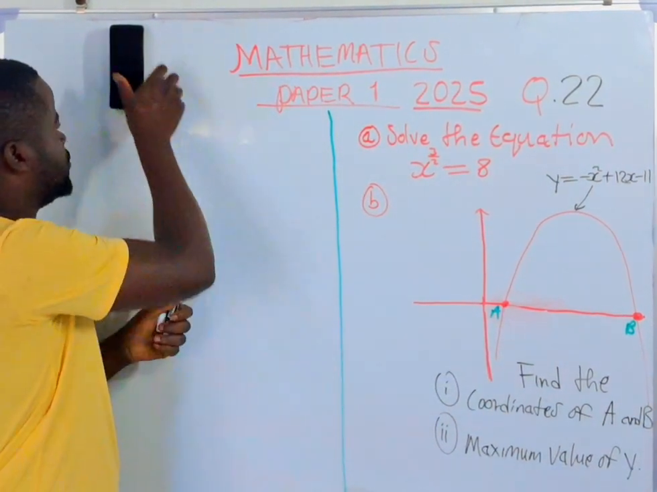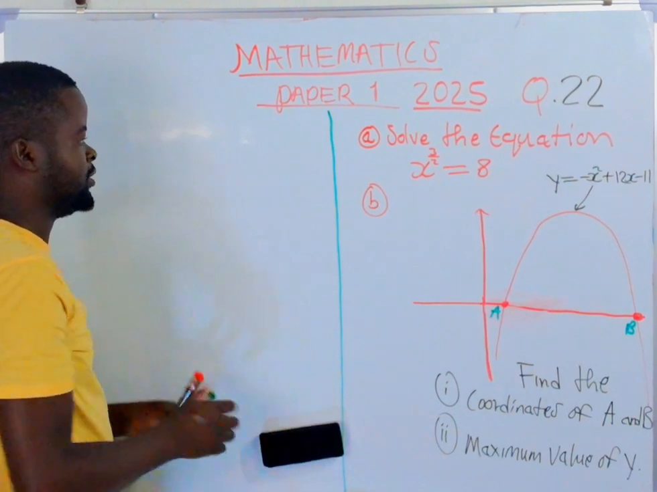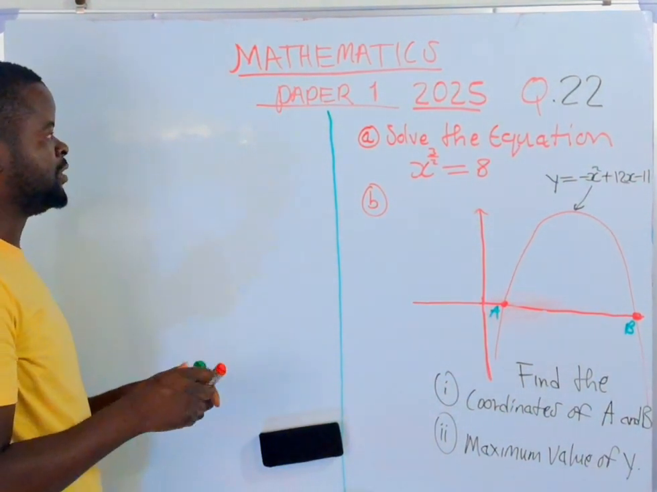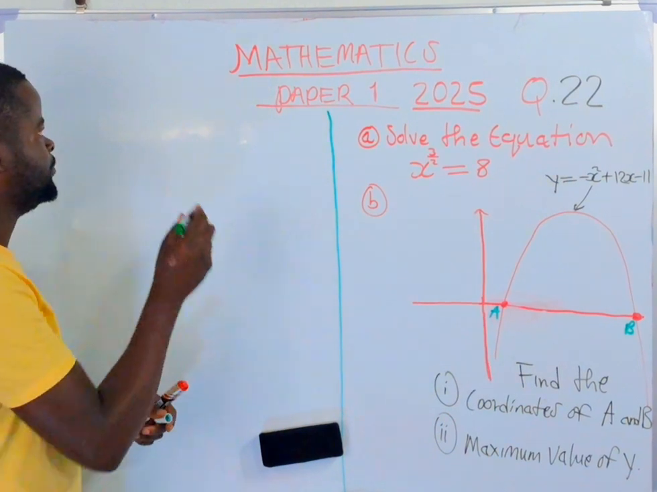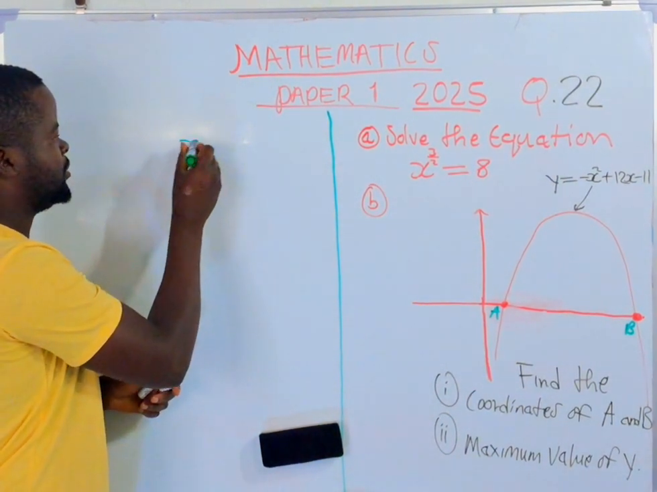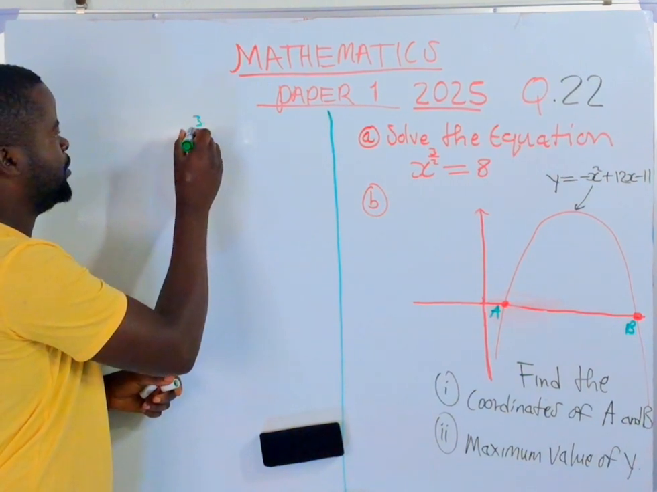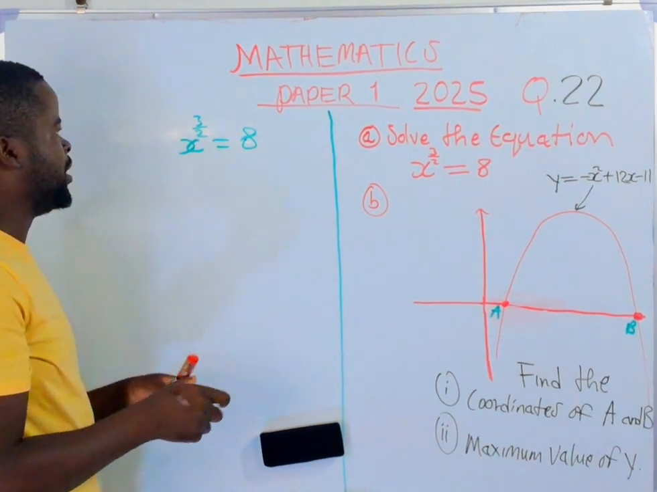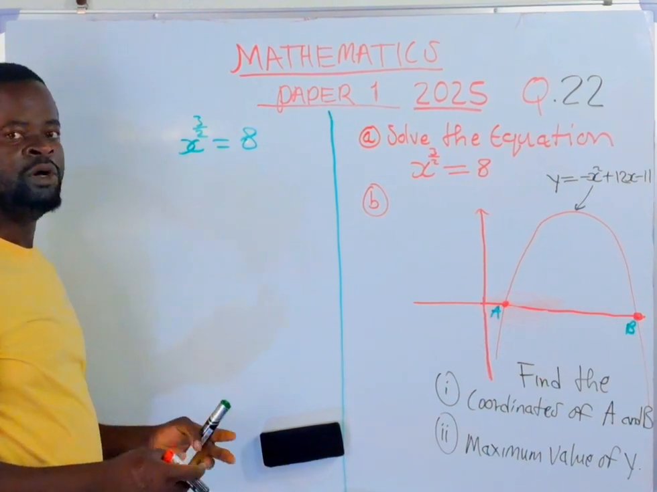Question A is saying solve the equation. So how are we going to solve this particular equation? What we've been given is x to the power 3 over 2 is equal to 8.